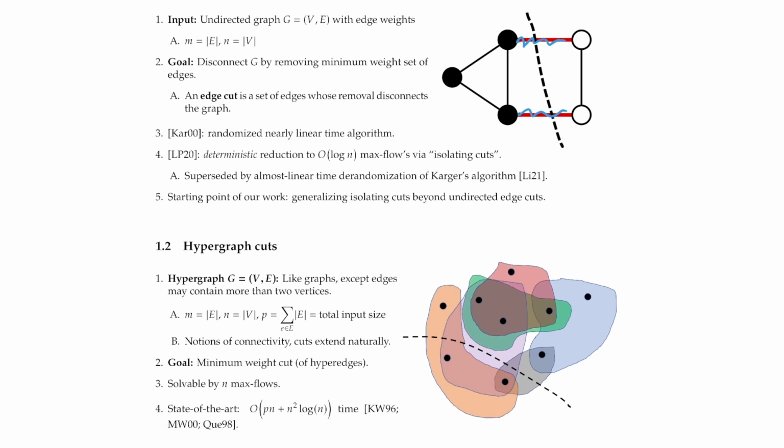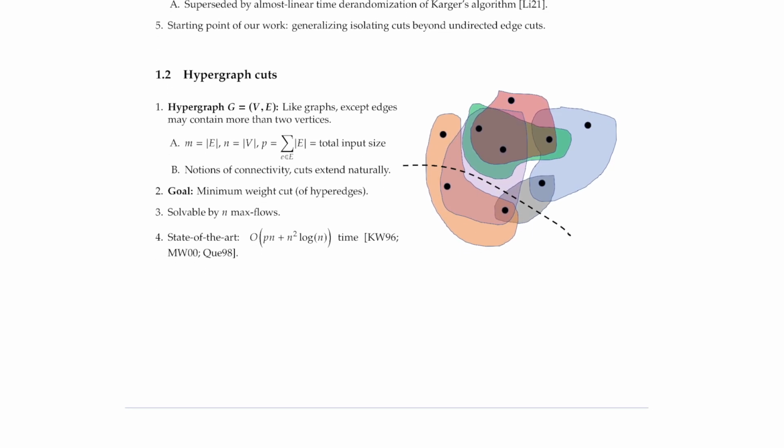So as an example, consider hypergraph cuts. A hypergraph is like a graph, but an edge may contain more than two vertices, and you can define connectivity and cuts naturally as an extension. And the goal is to find a minimum weight cut of hyperedges now. This problem you can solve with many max flows, but you can do better. The state of the art is roughly the input size times n.